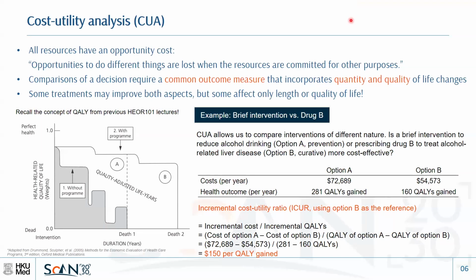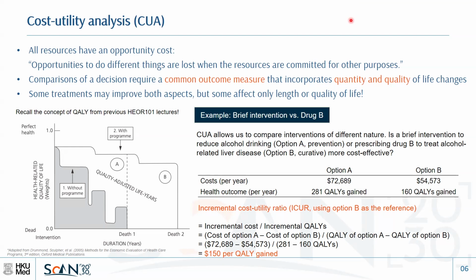The second type of economic evaluation is cost utility analysis. It is also the most widely used health economic evaluation in the current literature. Cost utility analysis is based on the concept of opportunity cost, which is that the opportunities to do different things are lost when the resources are committed to other purposes.